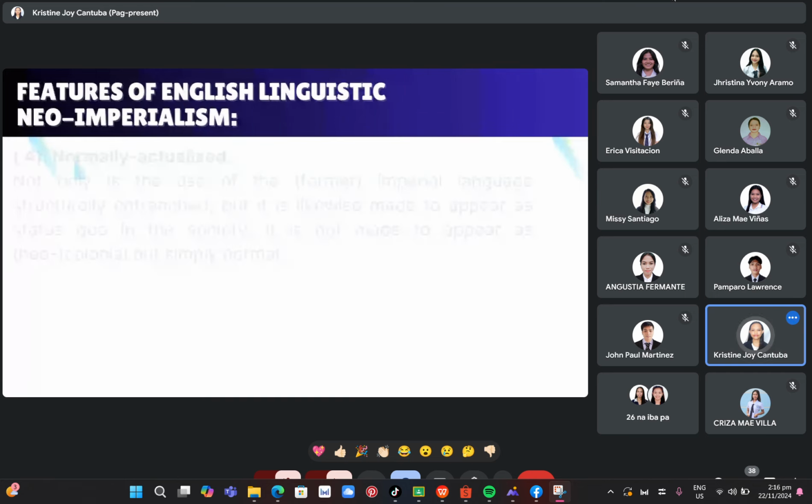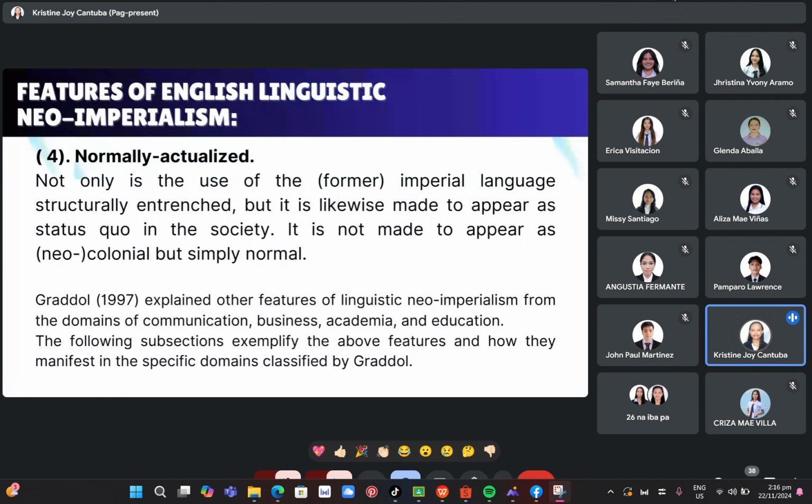And the fourth feature is normally actualized. Not only is the use of the former inferior language structurally entrenched, but it is likewise made to appear as a status quo in the society. It is not made to appear as neo-colonial but simply normal. And according to Gradle in 1997, he explained other features of linguistic neo-imperialism from the domains of communication, business, academia, and education. And the following subsections exemplify the above features and how they manifest in the specific domains classified by Gradle.